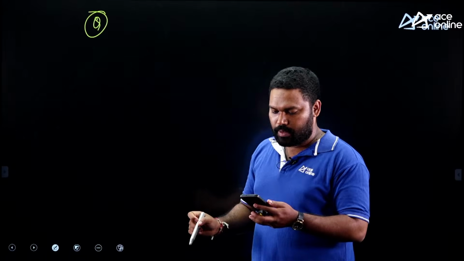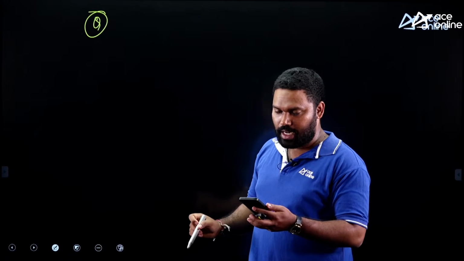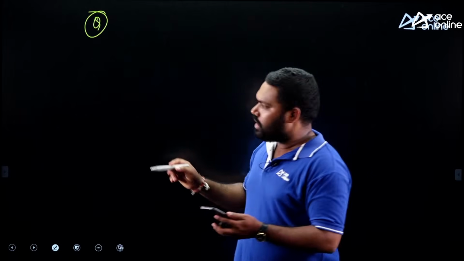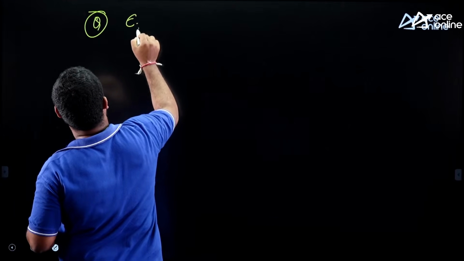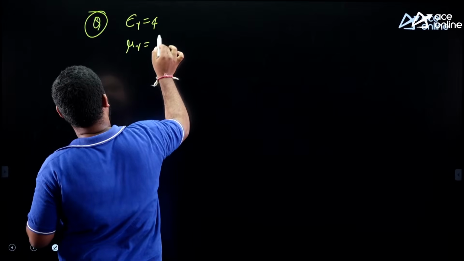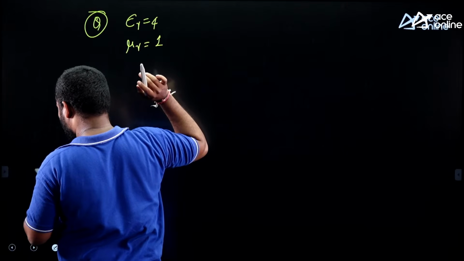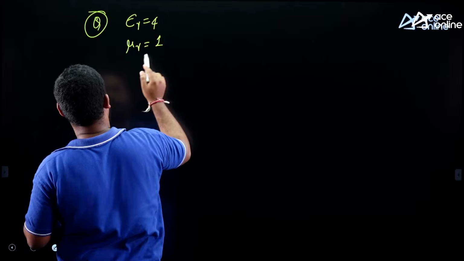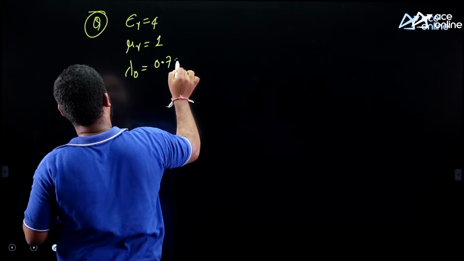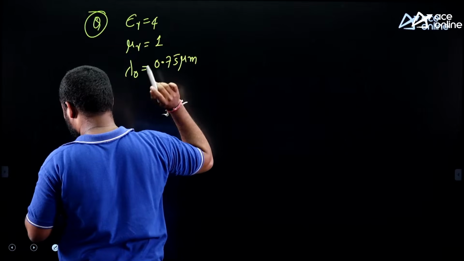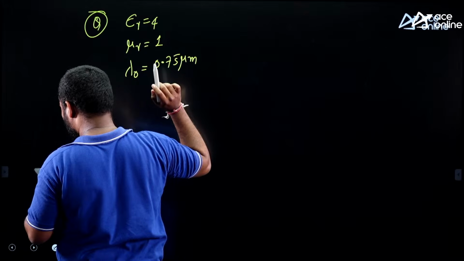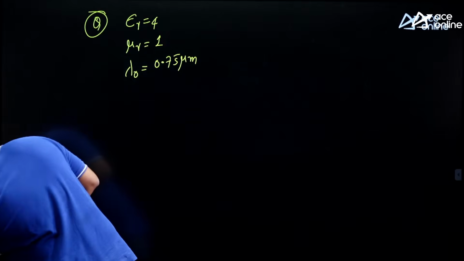Observe here. A transparent dielectric coating is applied to a glass, with relative permittivity equal to 4 and relative permeability equal to 1. To eliminate the reflection of the red light, the red light wavelength is given as 0.75 micrometers. The minimum thickness of the dielectric coating in micrometers that can be used is?